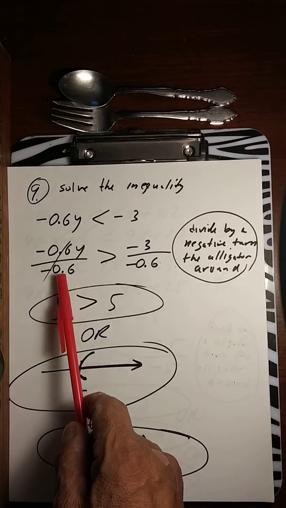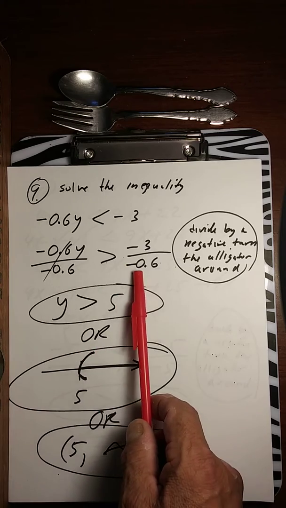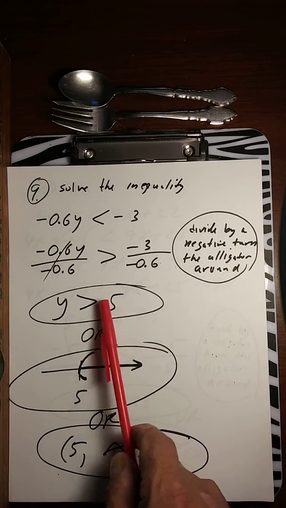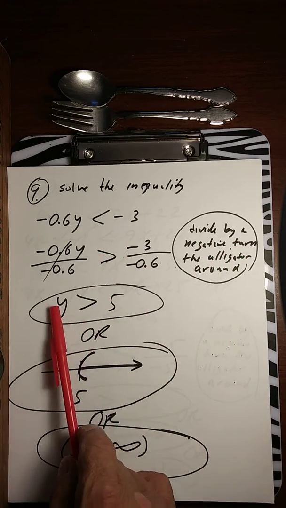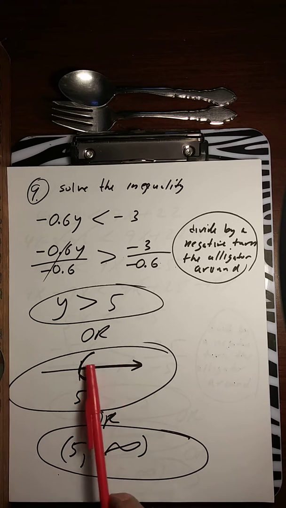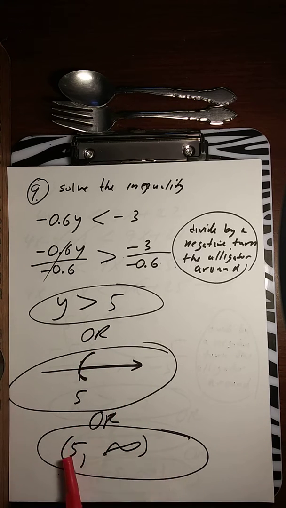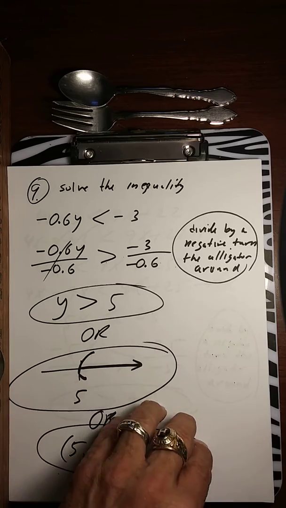Solve the inequality. Divide by a negative 0.6. Divided by a negative, turn the alligator around. It goes the other direction. So y is bigger than 5, not including the 5, ever.